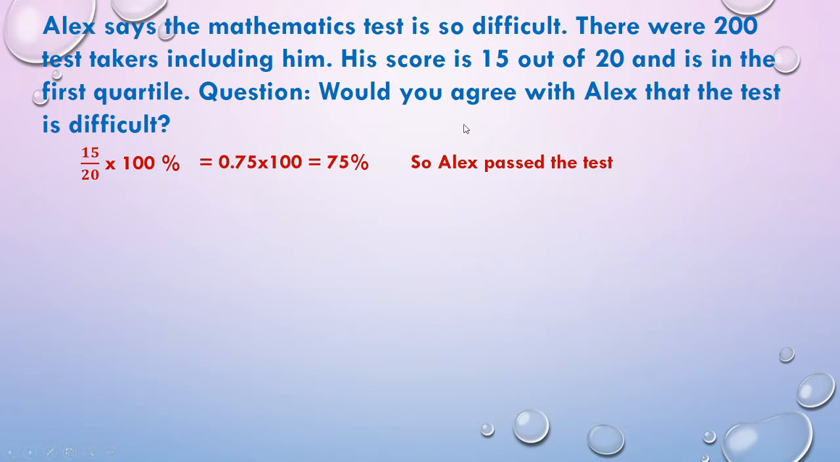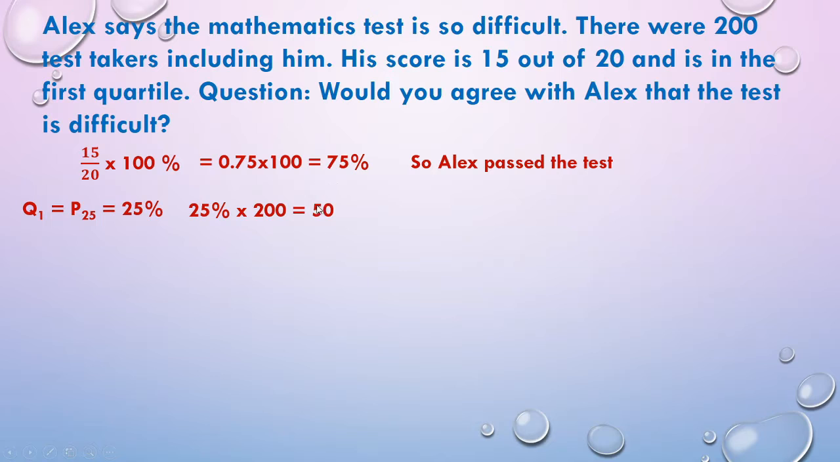Okay. Next, ang sabi rin dito, ang position ng score ni Alex ay nasa first quartile. Ang first quartile is equivalent to P sub 25 and that is equal to 25%. Kunin natin yung 25% ng 200, that there are 200 test takers. So, that will be 50. 25% times 200 is 50.